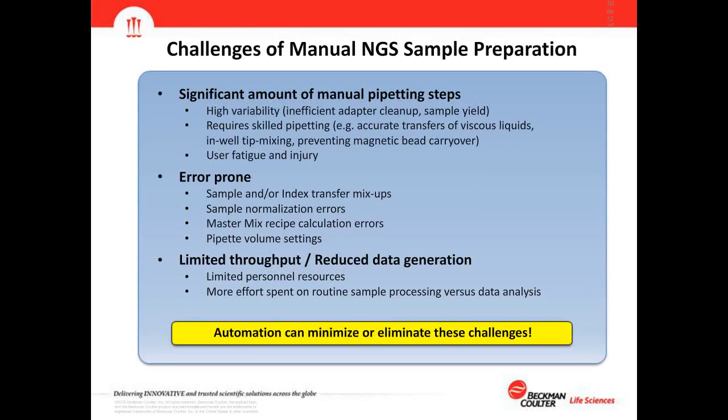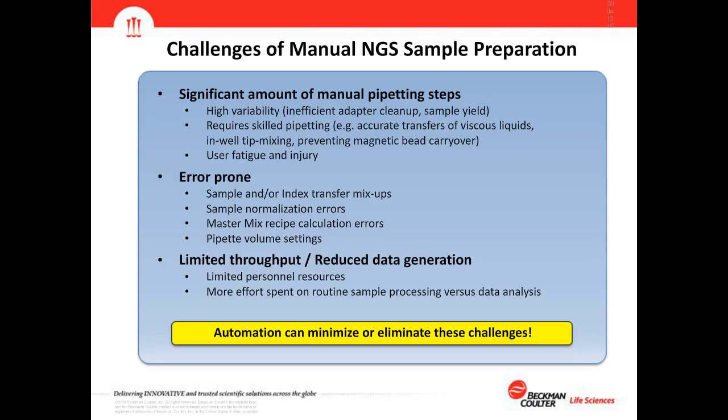So what are the challenges of manual NGS sample preparation? Well, first of all, there is a significant amount of manual pipetting steps. So there's high variability. For example, inefficient adapter cleanup can occur. The sample yield can be very different and vary significantly. It does require skilled pipetting, for example, the accurate transfer of viscous liquids, the in-well tip mixing, and the prevention of carryover of magnetic beads. And because it takes such a long hands-on period, it is prone to user fatigue and injury.